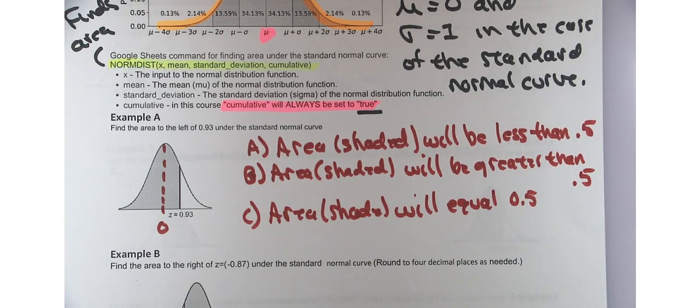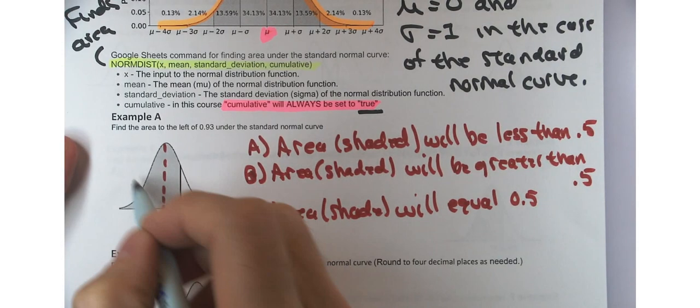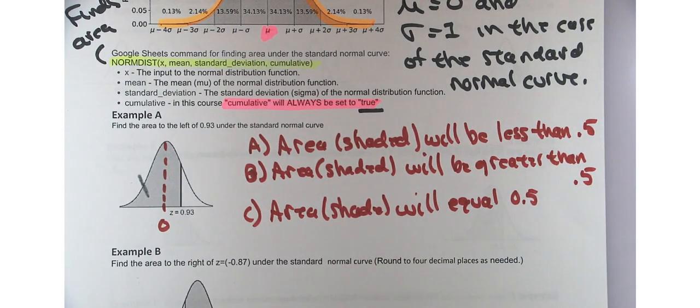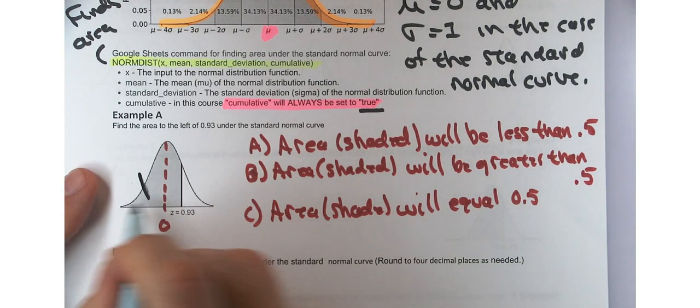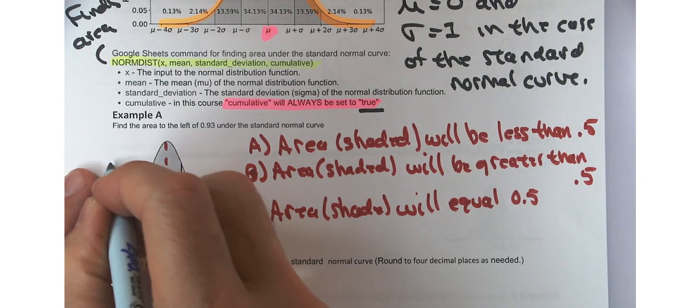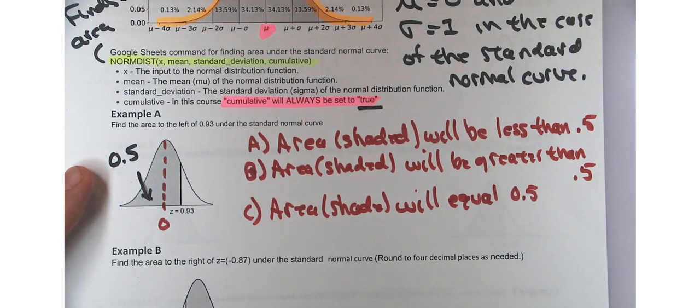Let's see some hands. How many people think it's A? How many people think it's B? All right, so B's looking pretty good. How much area is to the left of 0? It's 0.5, half of the area, right? The total area is 1, so each half of 0 has to be 50% of the area.